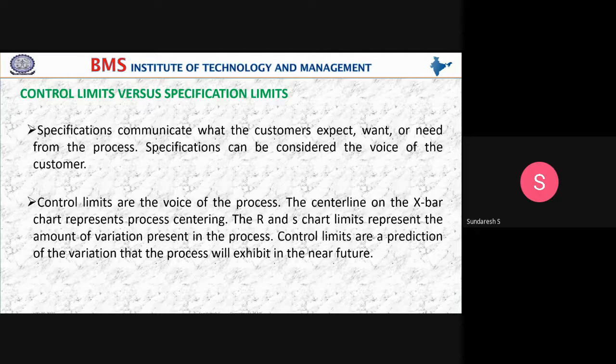A specification corresponds to the customer expectation, what the customer wants. Customer specifications or customer expectations will be totally different from what the process is capable of. Therefore, the voice of the process is called the control limits. As design engineers, we will be knowing both things: the specification limits and the control limits.